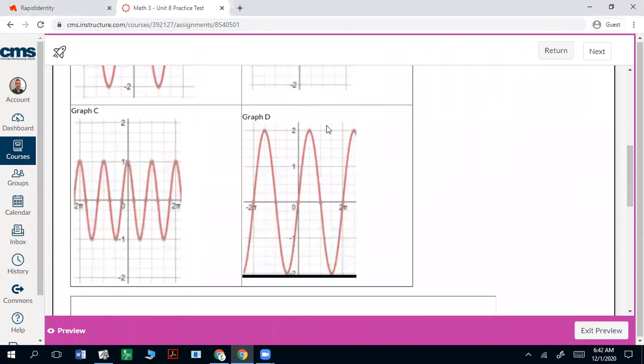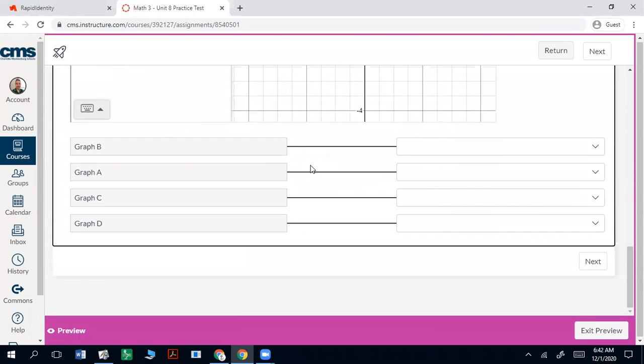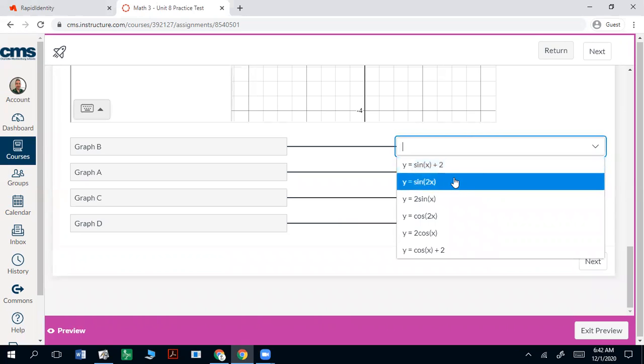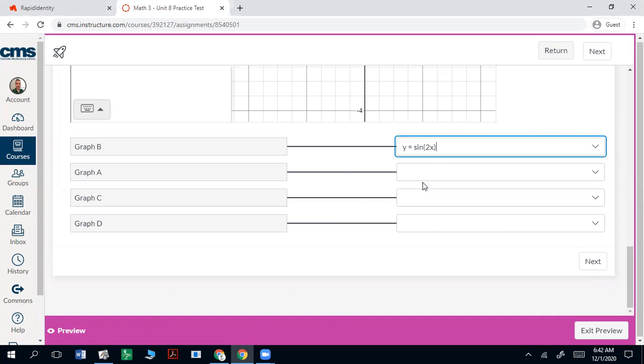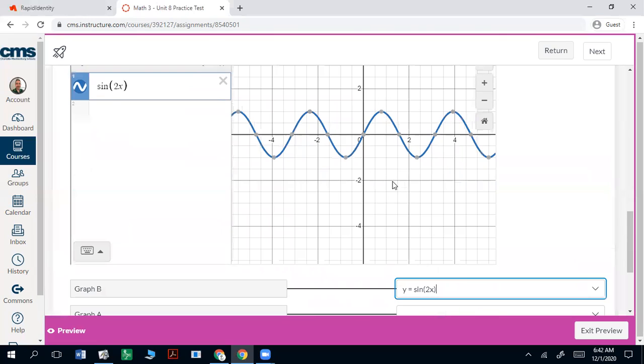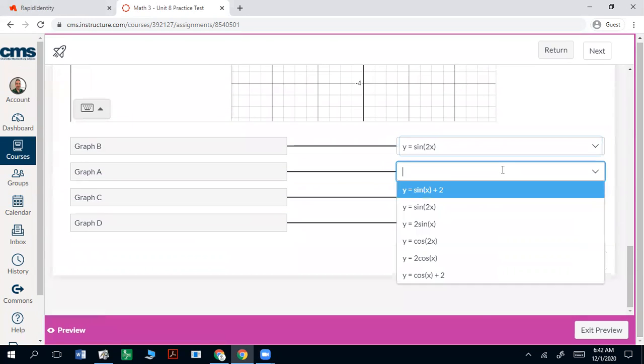So graph B will be sine of 2x. Let's look at the next one. 2 sine of x.